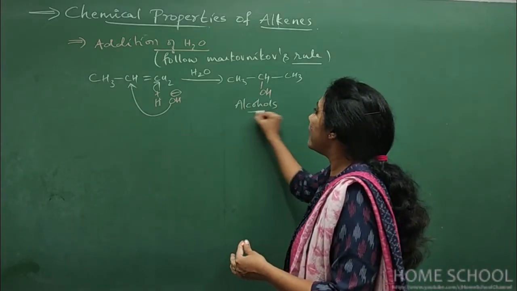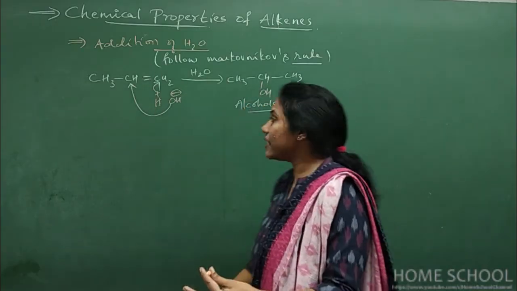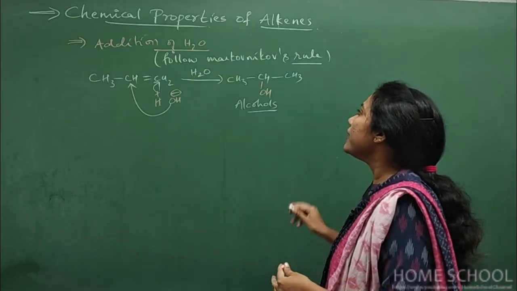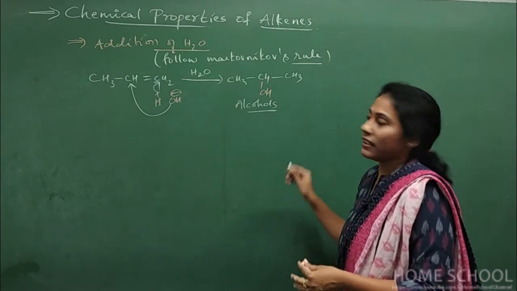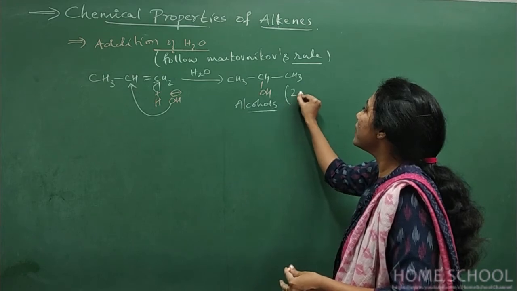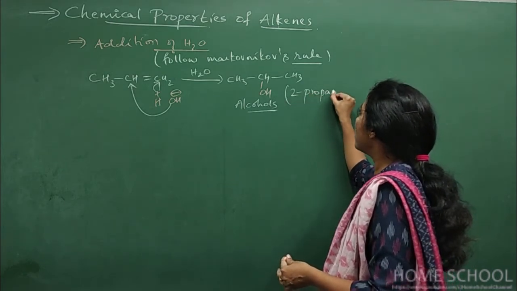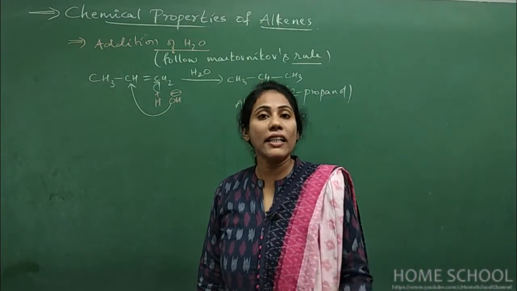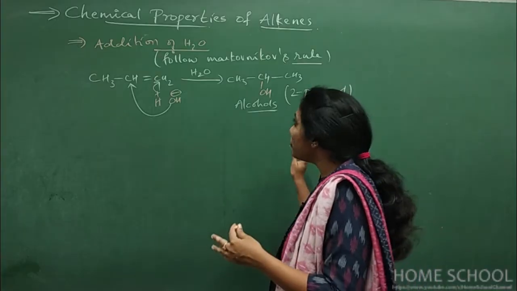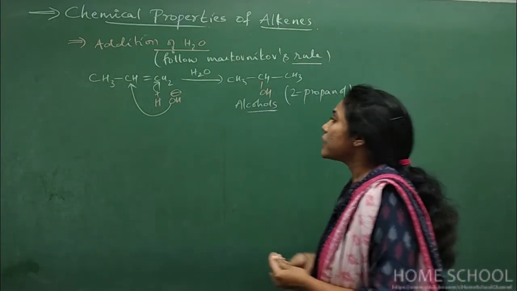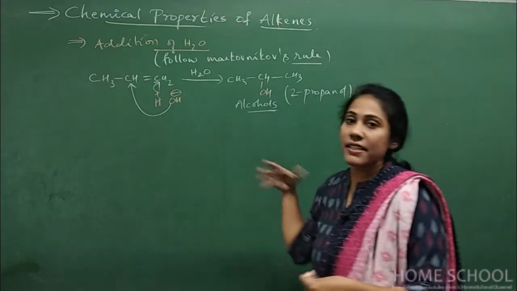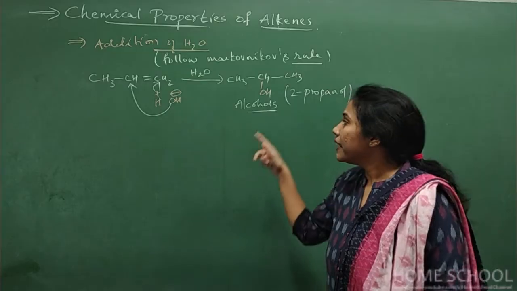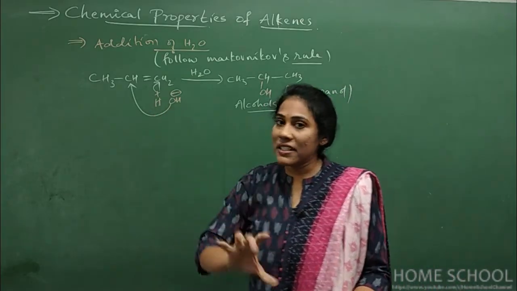Whenever you add water to alkenes, you will always get alcohol. Which alcohol did you get here? It is 2-propanol, right? So the IUPAC name of this compound is 2-propanol. This is the way you should always add water to alkene. Don't forget, here also you need to follow Markovnikov's rule. H plus is the positive part and OH minus is the negative part. The positive part is always added to the carbon having more hydrogens, and the negative part to the carbon having fewer hydrogens.